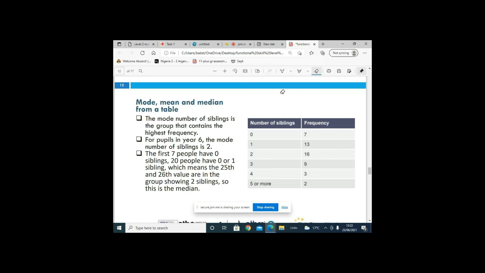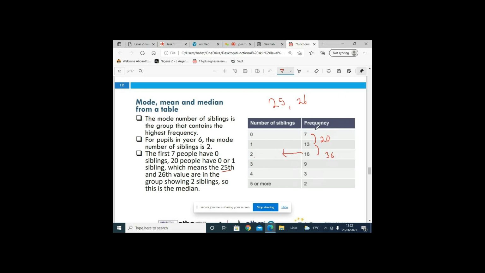So it's at the first level. The 26th value, which means the 25th and the 26th value in the group, that's the median. So you want to know where you can find the 25th or 26th value. So you add them together. The first two give 20, so the 25th value is not in the first two. If you add 20 to 16, you get 36. So you realize that the 25th and the 26th value is in this class. So 2 is going to be the median.